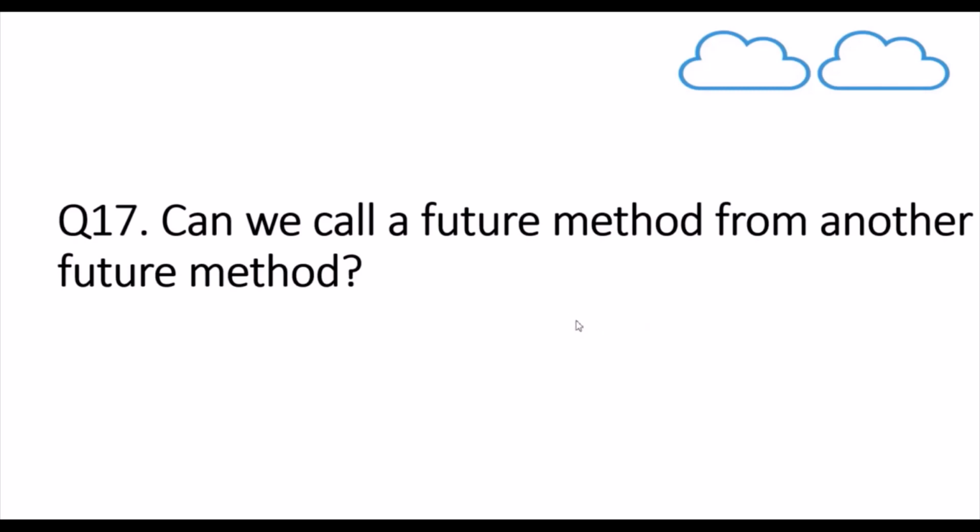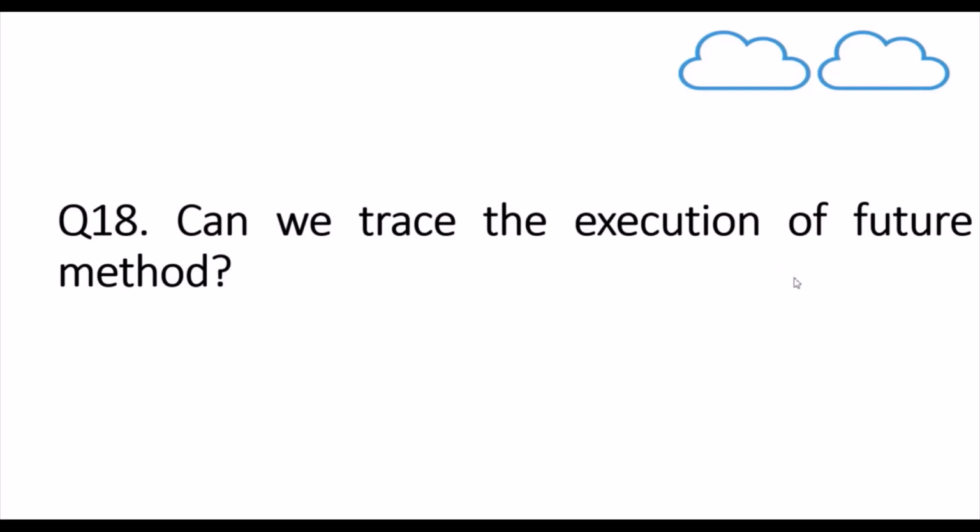Now, can we trace the execution of a future method? Tracing the execution of a future method in Apex code is not possible because the future method runs in a different transaction and it does not return anything. Its return type is void, so there is no ID it will return. For example, in Queueable we do have an ID which it returns, but a future method does not return anything. So you cannot track the transaction of a future method in Apex code.